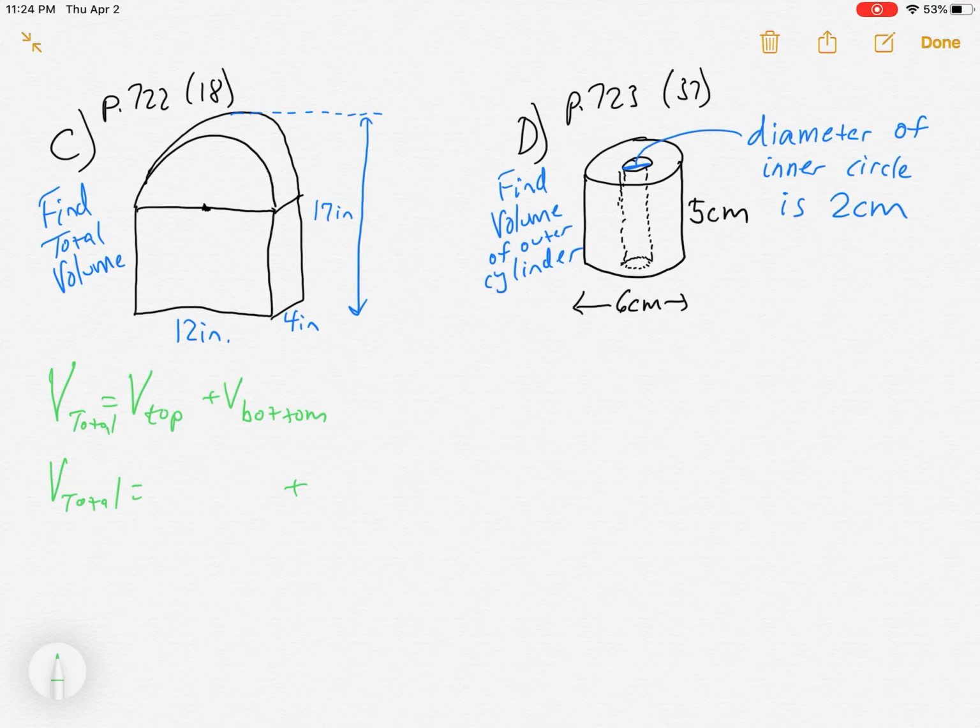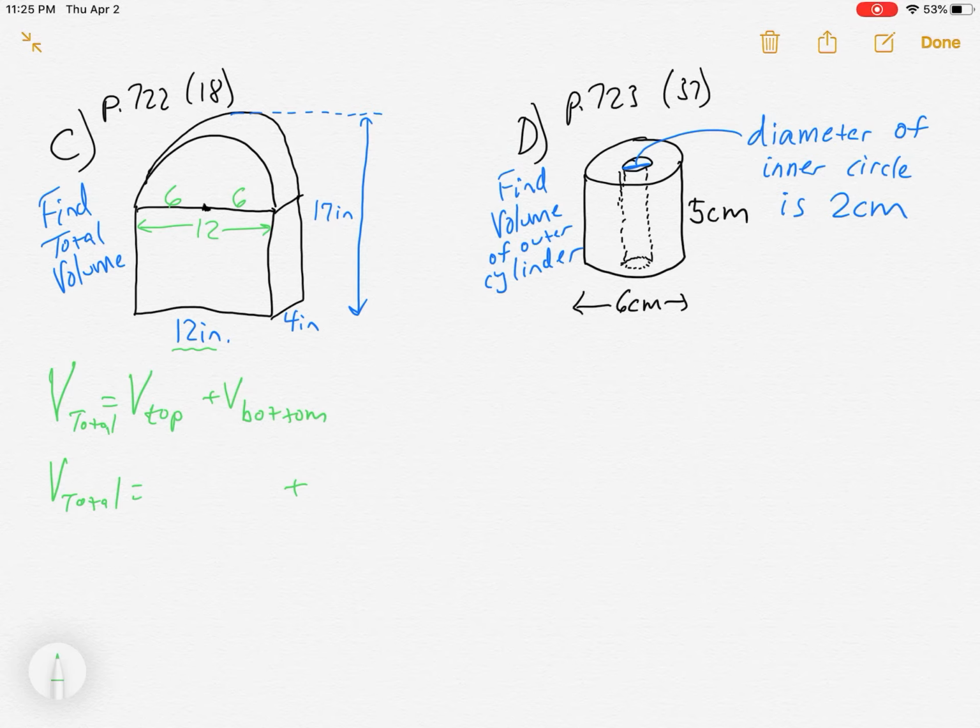The bottom's kind of easy. Looks like we're missing information. You can look in the book, there's no more information. But this right here tells you the diameter of the circle. It's 12, right? This is also 12. Therefore, that is 6. That is 6.